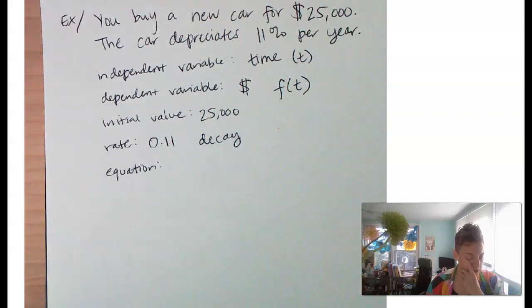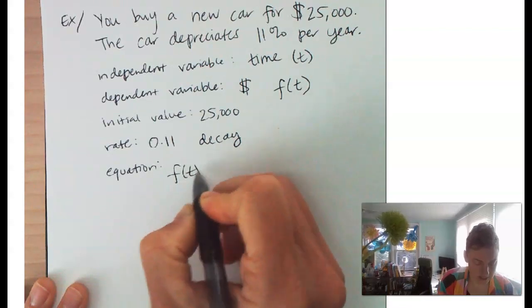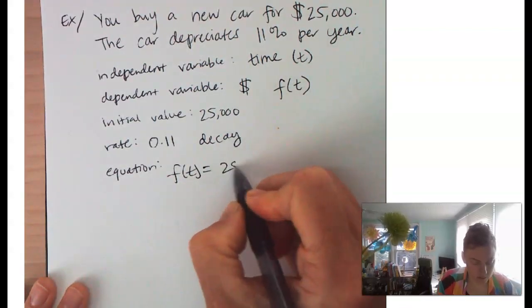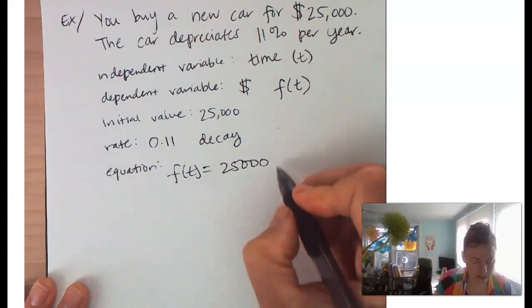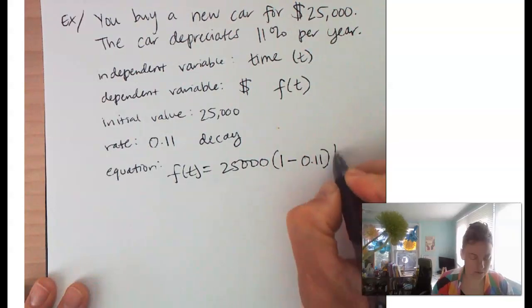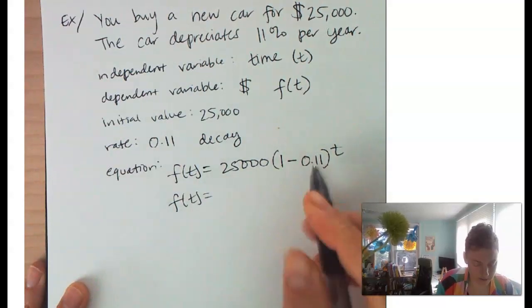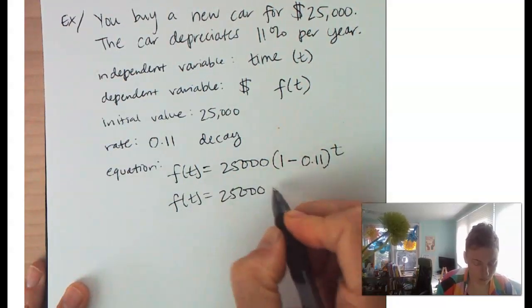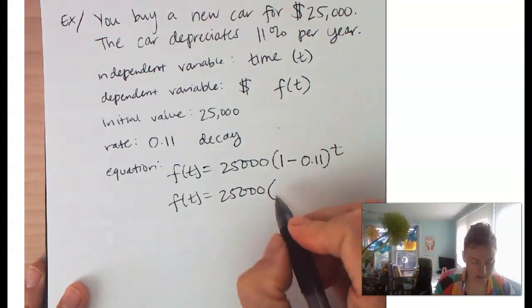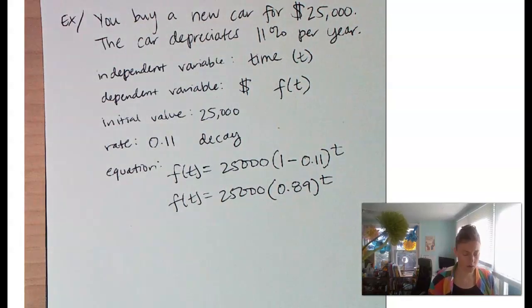Also, we said at the beginning we were doing a decay example. So, what's our equation for decay? It's the same thing as growth, except we're going to do 1 minus the rate. So, our function f of t is our initial value, 25,000 times 1 minus our rate this time to the t. So we can do our 1 minus, we'll get 25,000, 1 minus 0.11 is 0.89 to the t. Cool.